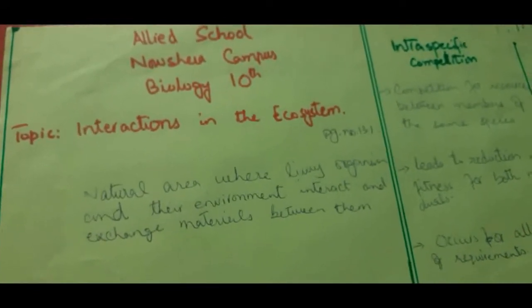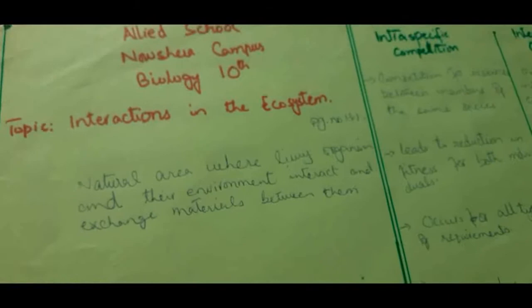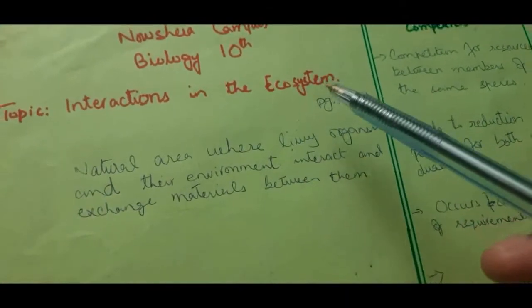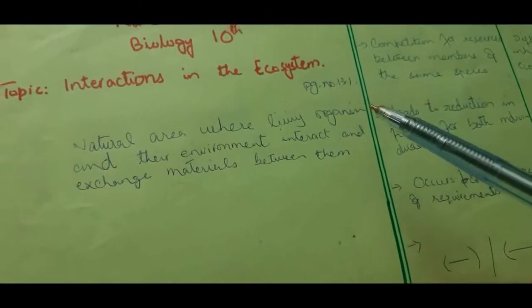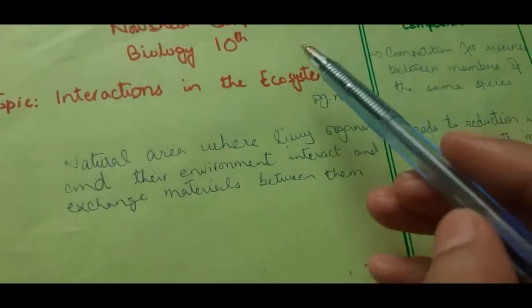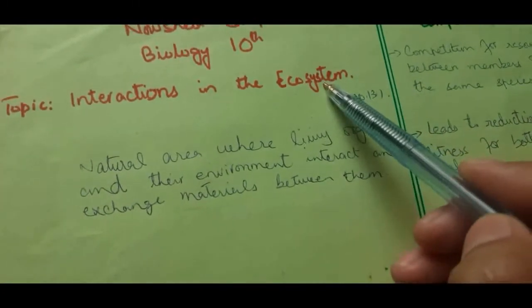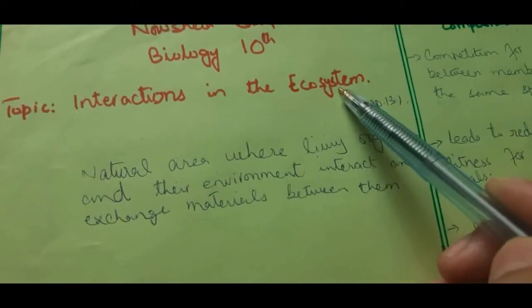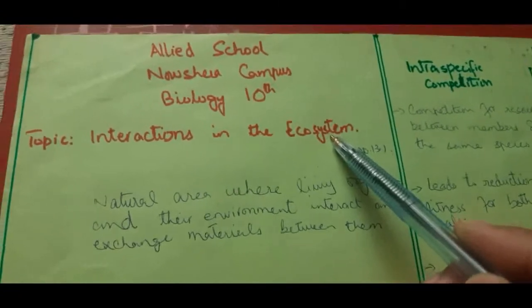This is Allied School Nushaira campus. It's our biology class for 10th. Today's topic is interactions in the ecosystem. This is on your page number 131. Before going further, we would first discuss what an ecosystem is. Actually, this is a recalling of the definition of ecosystem.